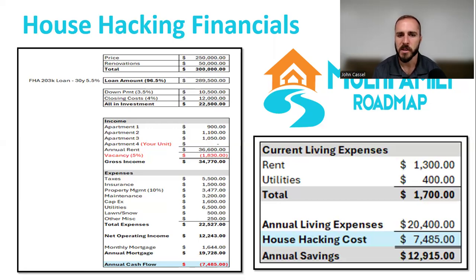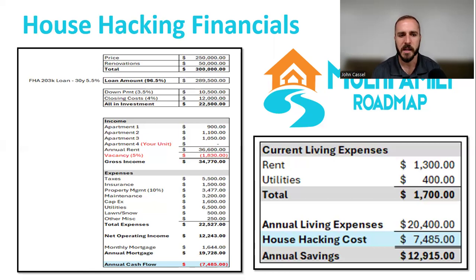You figure a vacancy cost of 5% on the annual rent that you're collecting, and this will be a little bit lower because you don't have to account for the vacancy of your unit, because you're going to be living in it and not moving out of it. So you don't have to worry there. The income vacancy is going to be a little bit lower than it would be for a traditional 4 unit property, and your gross income would come out to $34,770 per year.